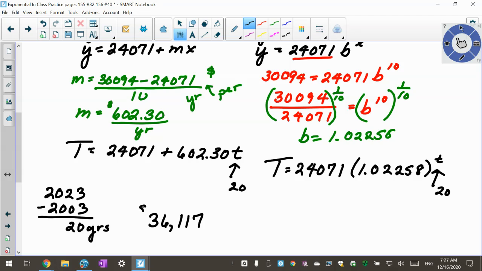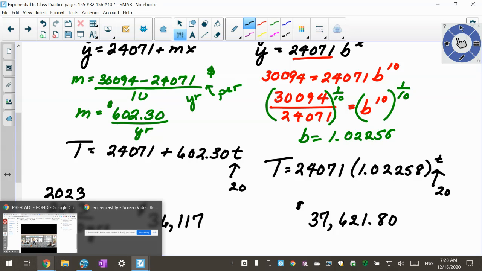$36,117. That's if it was linear growth. If it's exponential growth, it would be $37,621.80. And that's if it's exponential, and it kind of makes sense that it's more. But that's a good practice between linear and exponential. That's the end of this video.